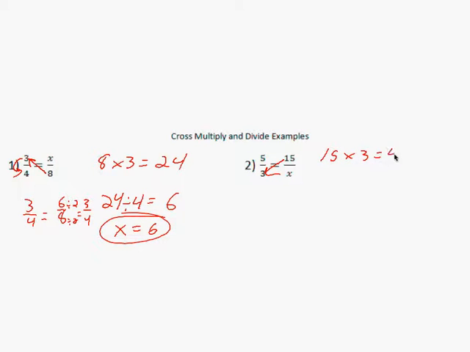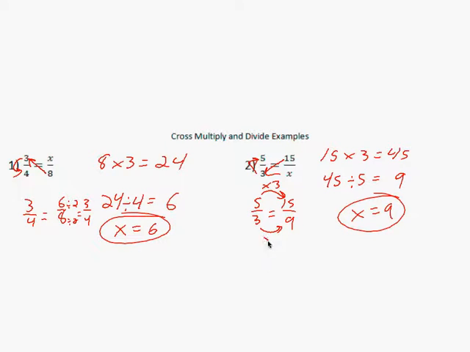15 times 3 equals 45. Divide by 5. 45 divided by 5 equals 9. X equals 9. Once again, you can check your work. 5 over 3 equals 15 over 9. I can also look at this instead of simplifying like I did over here. Well, 5 times 3 is 15. 3 times 3 is 9. Lots of ways you can check your work. Most important part, can you cross, multiply, and divide?